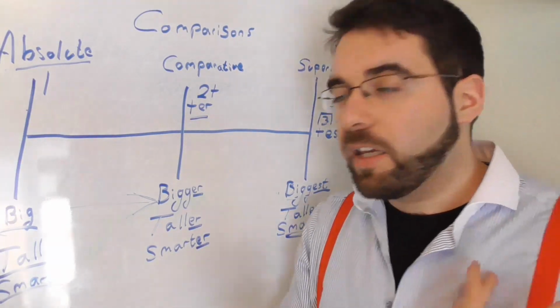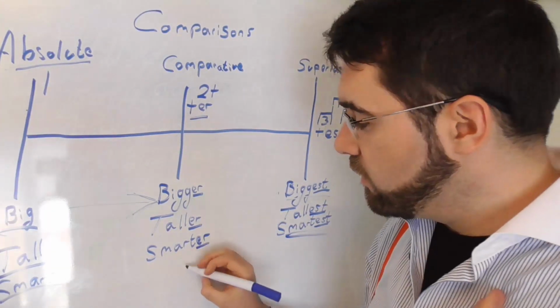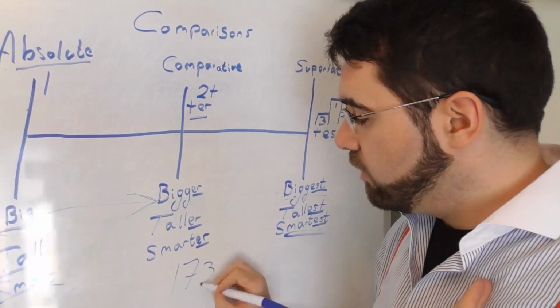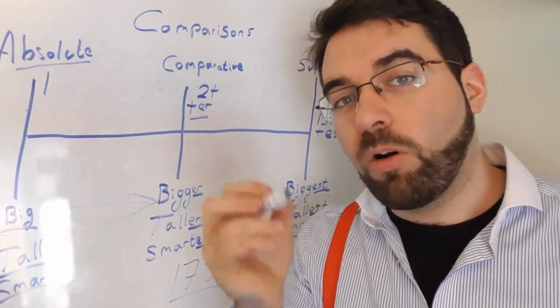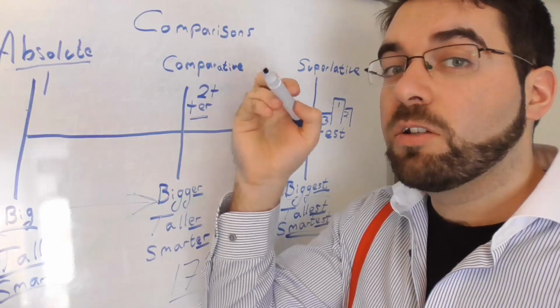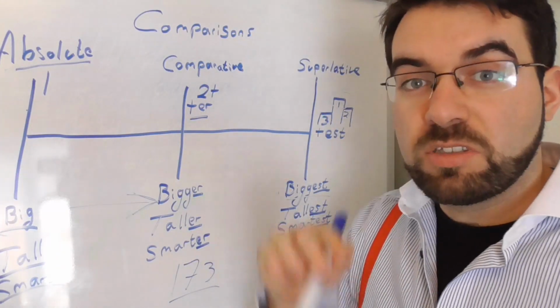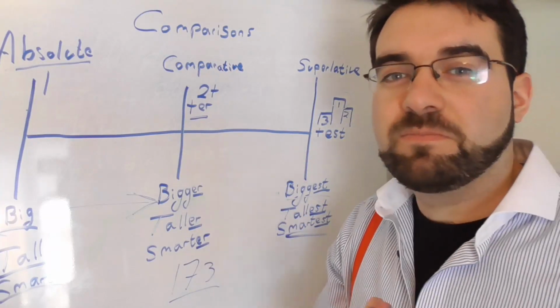Well, I am 173 centimetres, or 5'8". So who is taller than me? Who is smaller than me? Who's the same height? You tell me.